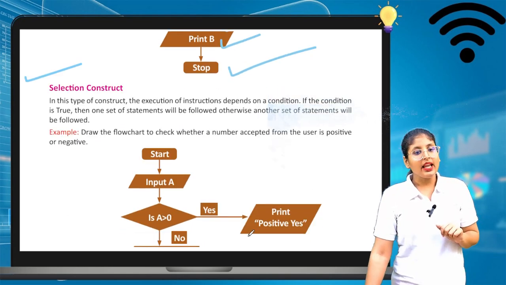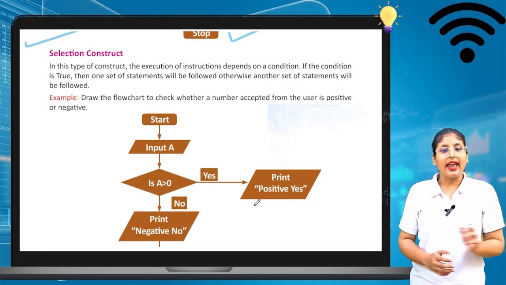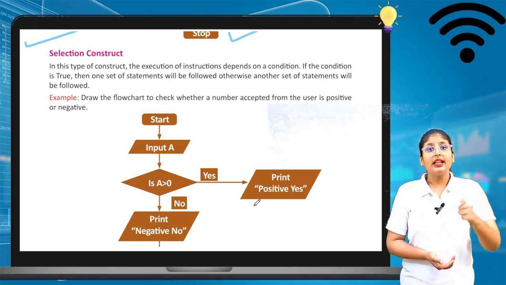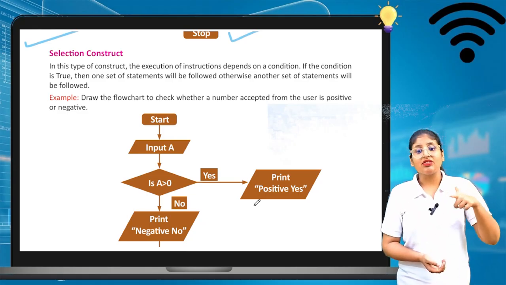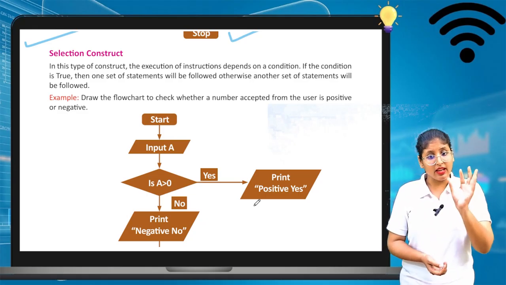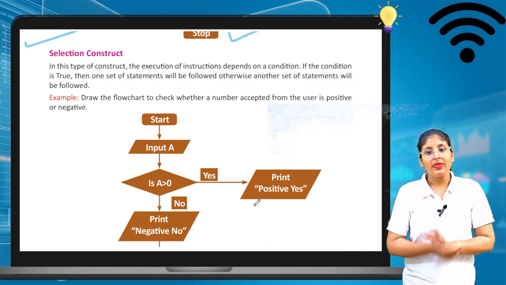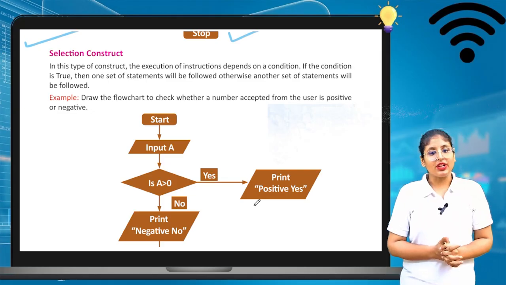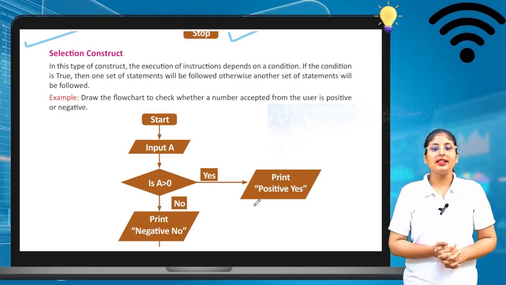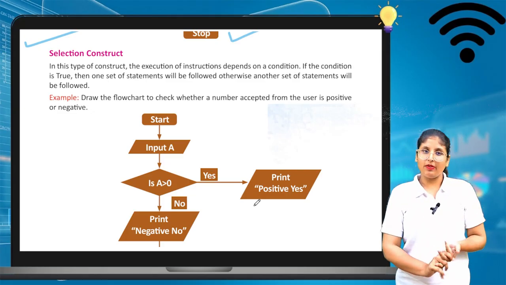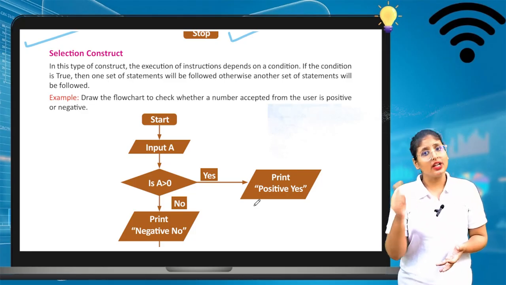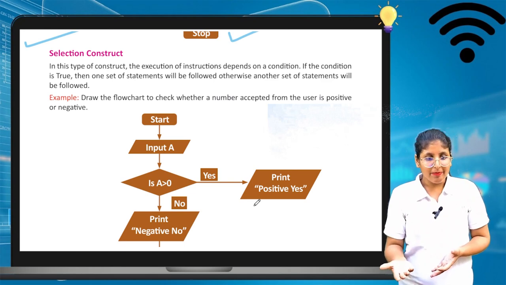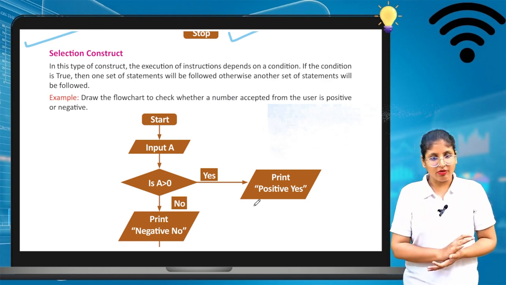Let's see. In this type of construct, the execution of the instructions depends on a condition. Here the conditions apply. If the condition is true, then one set of statements will be followed, otherwise another set of statements will be followed. It is based on the condition. If the condition is true, then only can they follow it. Okay, for example, there is also an example.